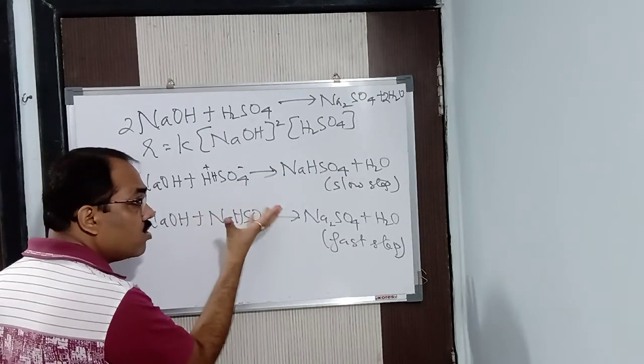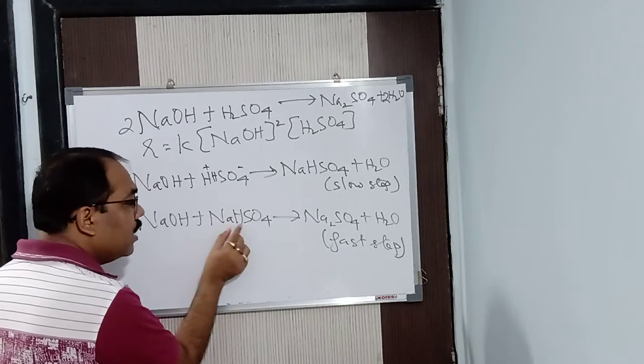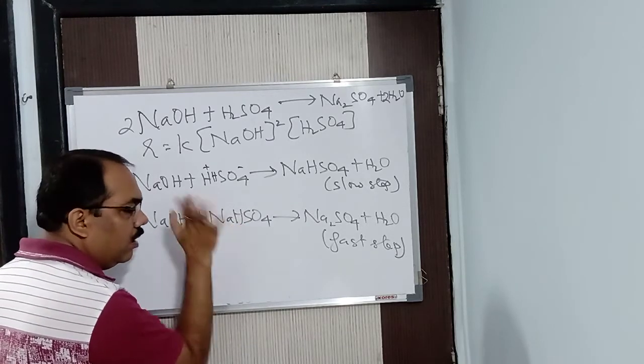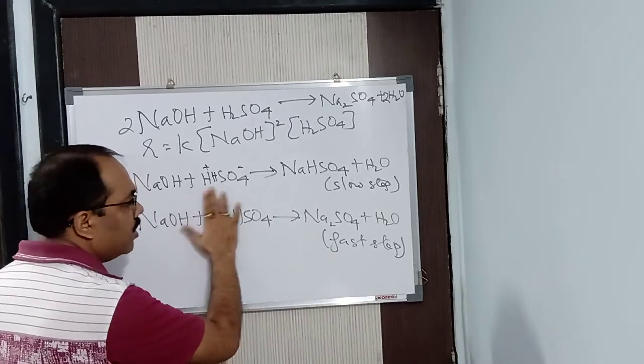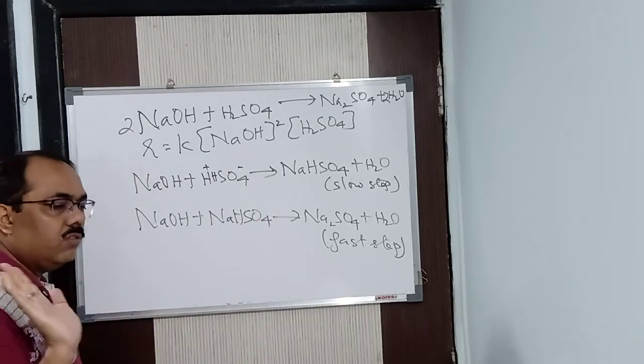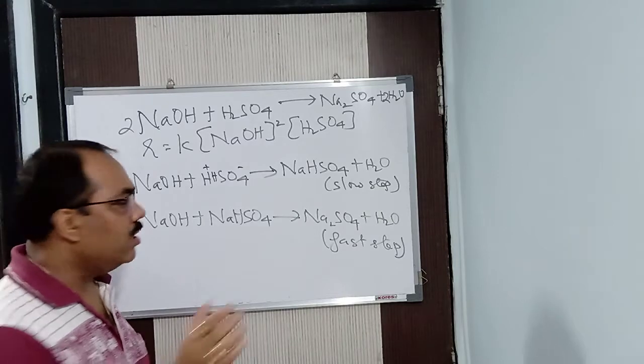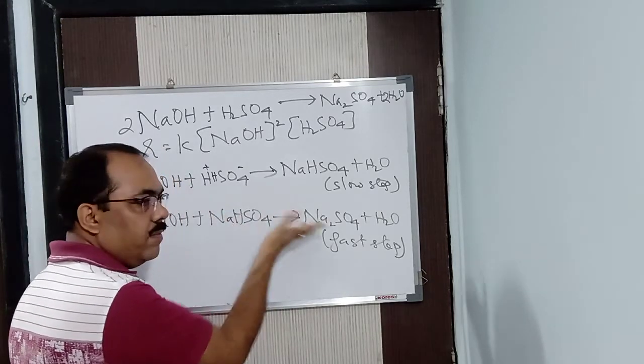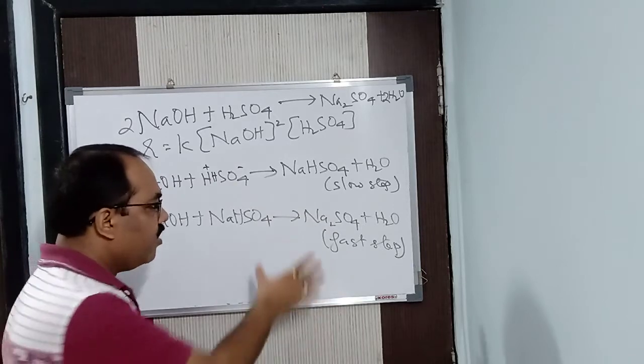It becomes loose, and easily the next hydrogen is replaced by sodium. So this step is a fast step and this step is a slow step. I think you understood this: here the breaking is involved, here no such breaking is involved. Just have to replace it. That's all. So this is a fast step, this is a slow step.